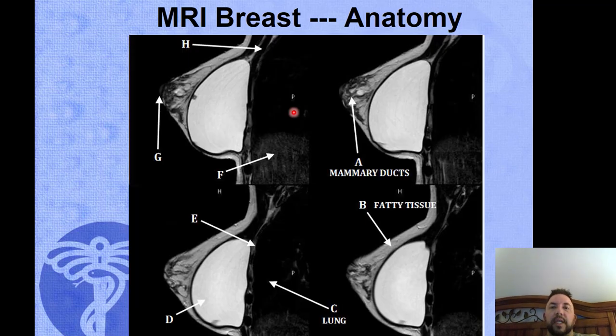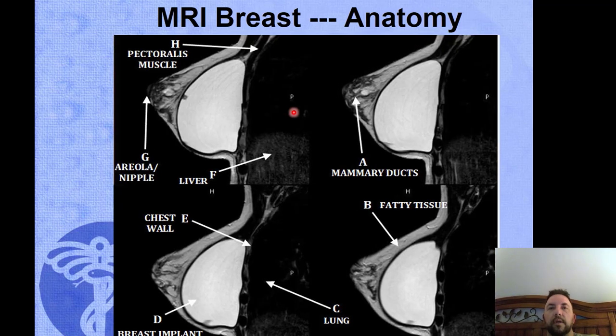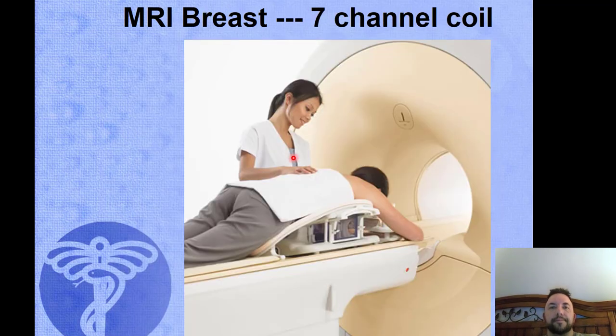In a patient with saline implants, you have the overall anatomy where the mammary ducts, the fatty tissue, lung behind it, and then the chest wall. The implant, the pec muscle coming down. Again, muscle is always dark on T2, where fluid, in this case saline, is always bright, and the liver tucked in behind it. In a 7-channel coil, notice all the clearance that's taken out of the actual magnet. A lot of effort is being made in research into coil development in reducing this amount of clearance loss inside a magnet.